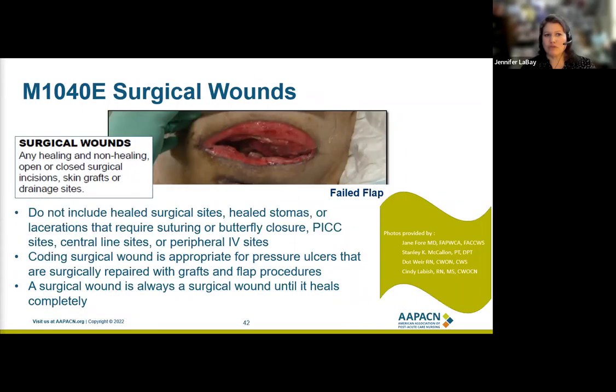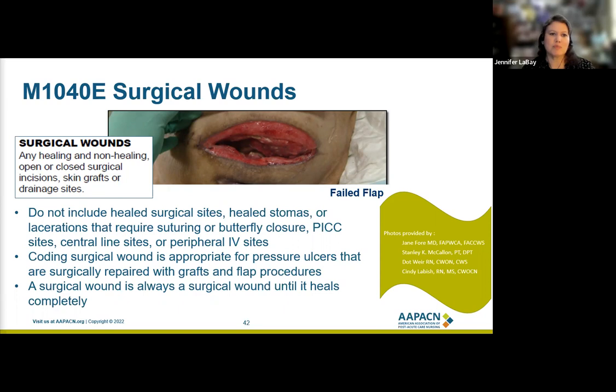And then we have surgical wounds, any healing and non-healing open or closed surgical incisions, skin grafts, or drainage sites. You're not going to include any healed surgical sites, healed stomas, or lacerations that require suturing or butterfly closure. PICC sites, central line sites, or peripheral IV sites do not count as surgical wound.